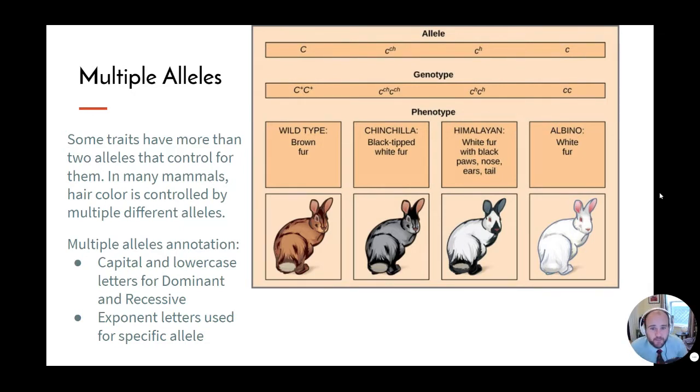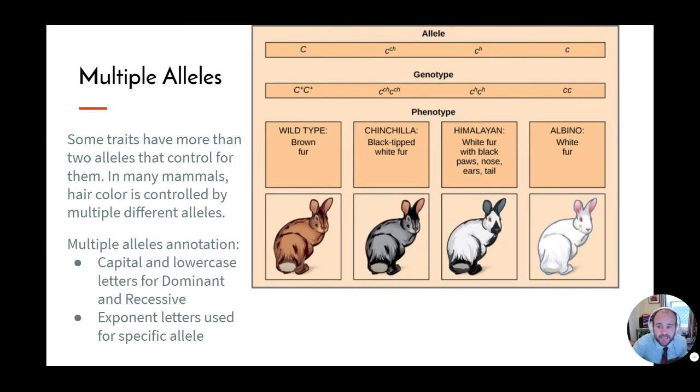Another form that we're going to look at is multiple alleles. Not everything is so simple that there's just the dominant and the recessive allele. A lot of traits have multiple alleles that control them. For example, with hair color, there's not just two types, or even three with incomplete dominance. There are a lot of gradations. When we do multiple alleles, like you can see here, we have the brown fur, the chinchilla, the Himalayan, and the albino. There are all sorts of different colors for these rabbits, more than just dominant and recessive.